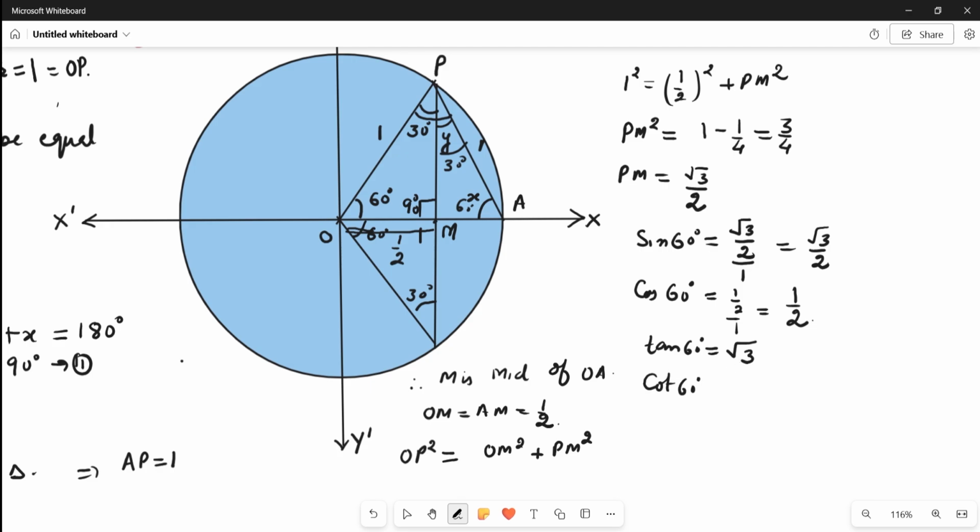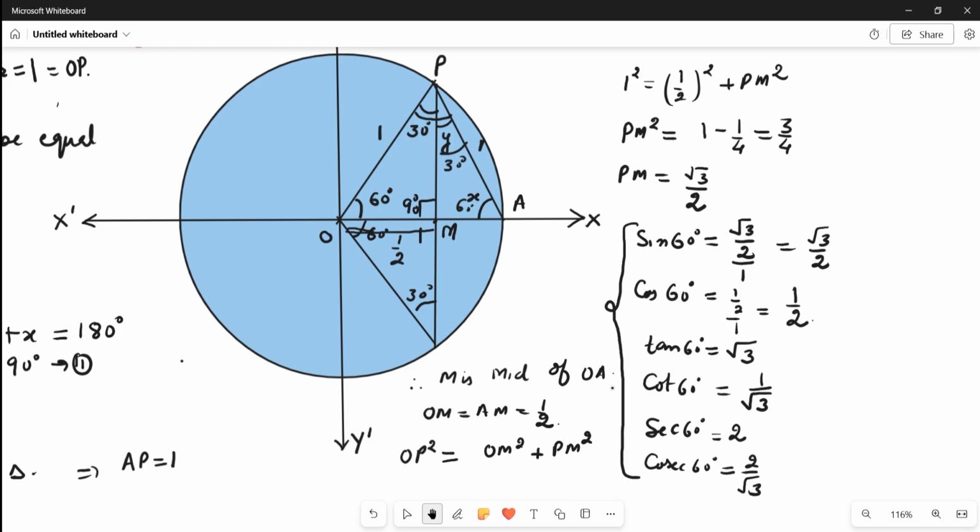Cot 60 degree is the reciprocal of root 3. And secant 60 degrees is the reciprocal of cos, means 2. Cosecant 60 degree is equal to the reciprocal of sine, means 2 upon root 3. So in this way we can see all the values, the values of all T ratios at 60 degree.